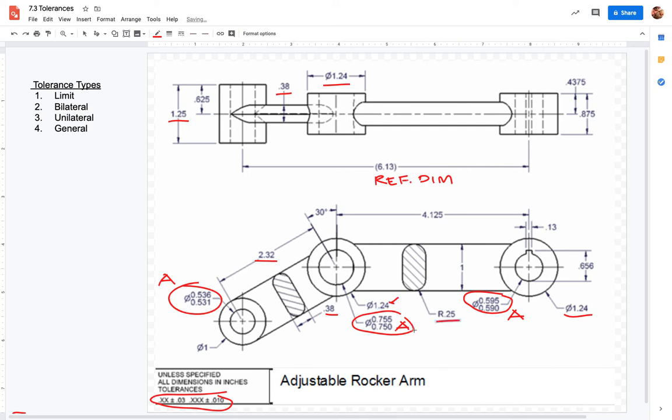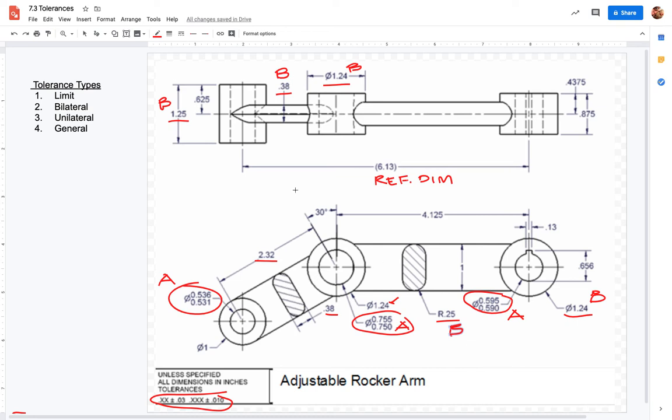And oh, and the radius too. So because those all have two digits to the right of the decimal and they don't use any of the other three, limit, bilateral, or unilateral, these are all going to be general tolerances with plus or minus 0.03 applied. So you can label each of those B, B, B, B. Whoops, that looks like a D. Let's make that a B. B, and so on. And you're going to go through and label all those.